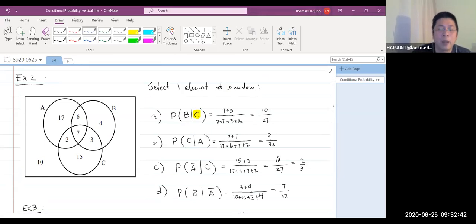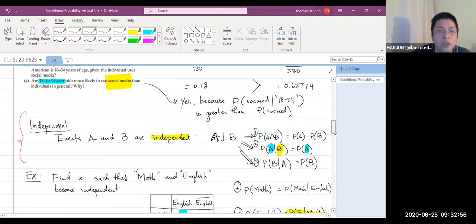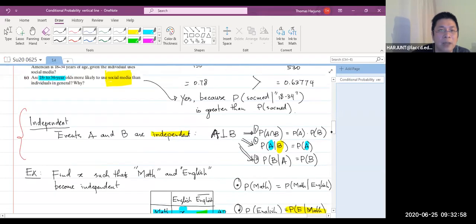Okay, now example 3. Basically a basic question about this conditional probability. You need to know how to write the conditional probability and how to compute it. But I never have questions past this line here. I never have questions in my test 1 past this line.